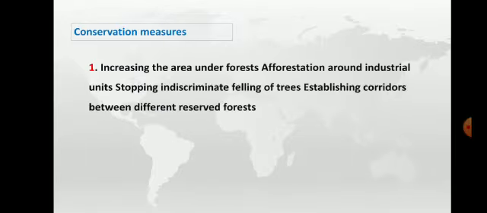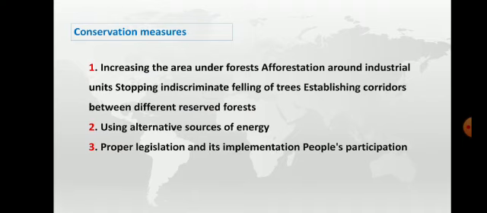Next we'll see conservation measures. Increasing the area under forest, afforestation around industrial units, stopping indiscriminate felling of trees, establishing corridors between different reserved forests, using alternative sources of energy, proper legislation and its implementation, people's participation. Okay, so here, increasing the area under forest.